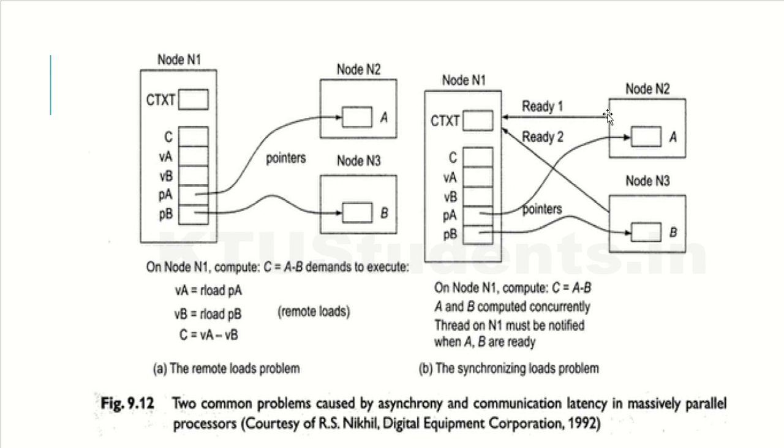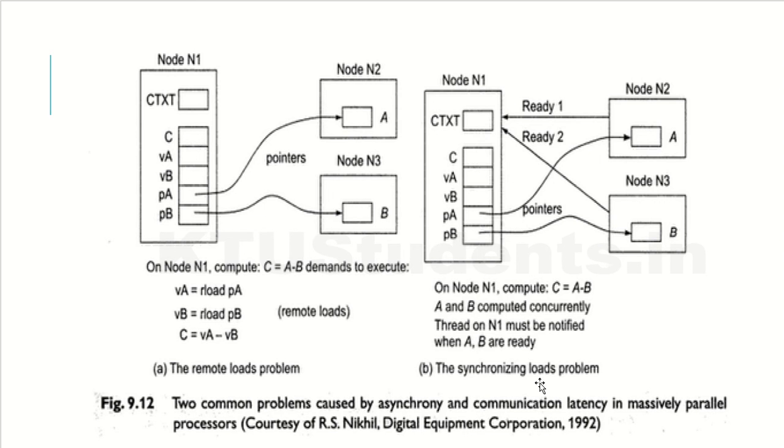When N2 is ready, it will send the signal back to N1 and send the data back to N1. Similarly, when N3 is ready, it will send the signal back to N1 and also initiate a transaction or a load from N3 to N1. So the content of A will be stored in this register, the content of B will be stored in this register, not necessarily at the same time. So this is the problem of asynchrony, which can happen because of remote load.